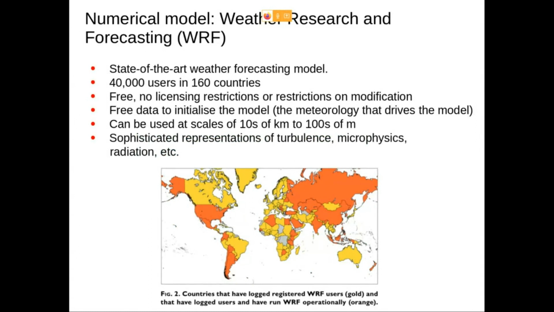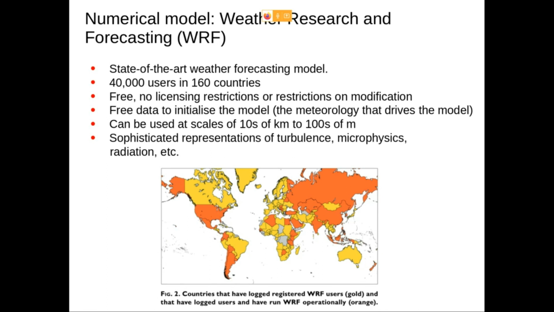The model that I'll be talking about today is the Weather Research and Forecasting, sometimes abbreviated to WRF, model. It's a state-of-the-art forecasting model. It's got over 40,000 users in most countries in the world. The X's are generally in Africa and the Middle East. It's also been used operationally around the world, so it's a weather prediction model that is used operationally.